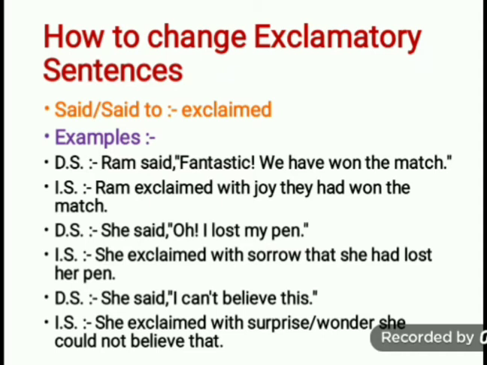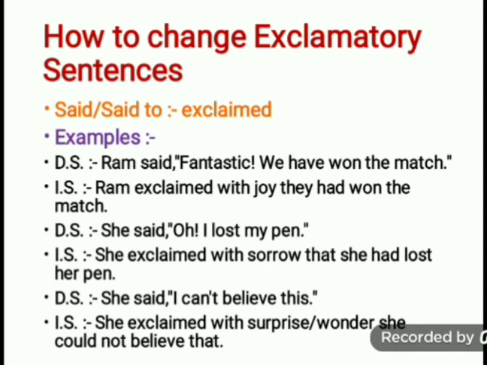She had lost. My is a pronoun form of I, and I is a first person, so we have to use the pronoun form of the subject, and the subject is she, that's why we used her. Then pen. Let's see another example.